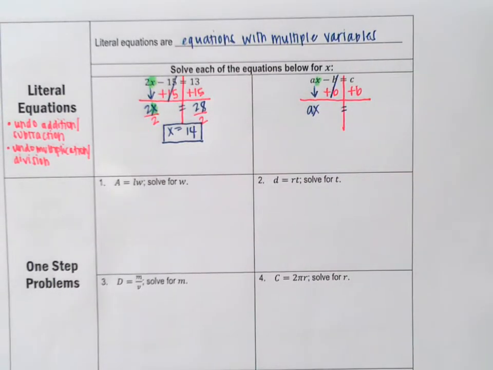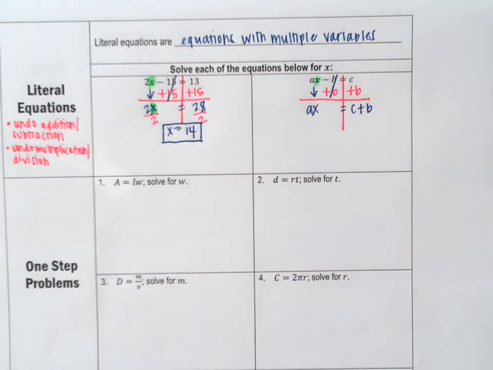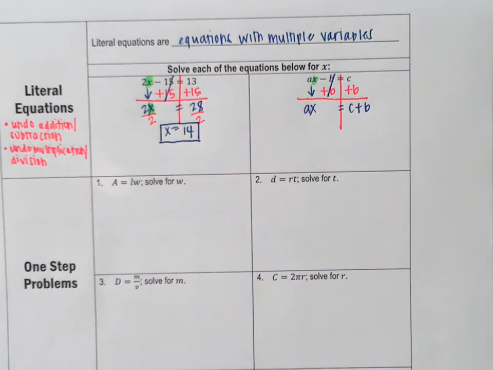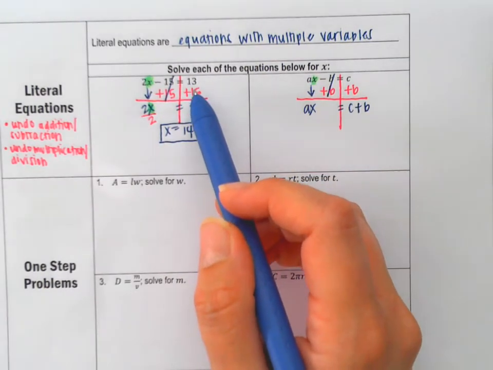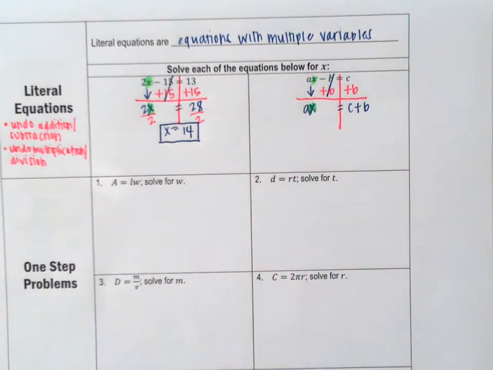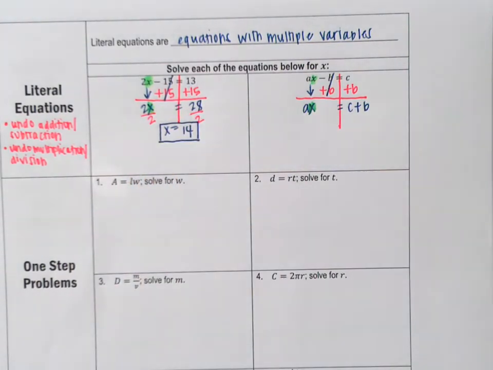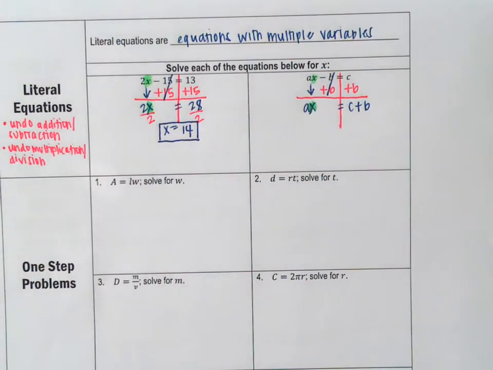Now c plus b, those are not like terms, so we can't combine them. They're not the same variable, so we just write it as c plus b, just like we did here, but this one was a little nicer because 15 and 13 were like terms, so we could combine them. Now again, our goal is to still get x by itself. X has that a being multiplied. What we did here to get rid of that 2 that was being multiplied is we divided both sides by 2. Now we're going to do the same exact thing, and divide both sides by a.